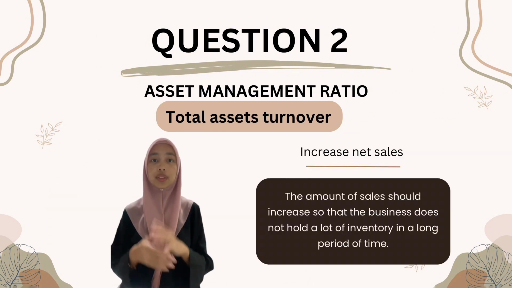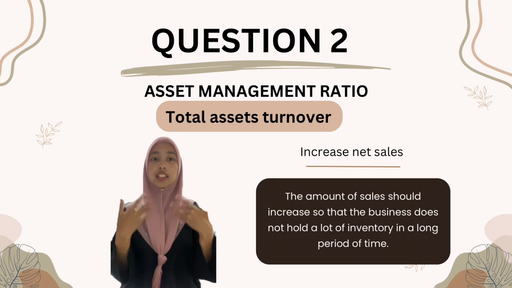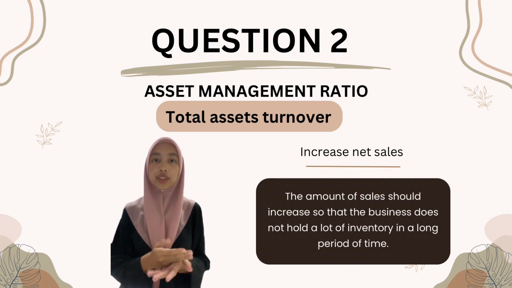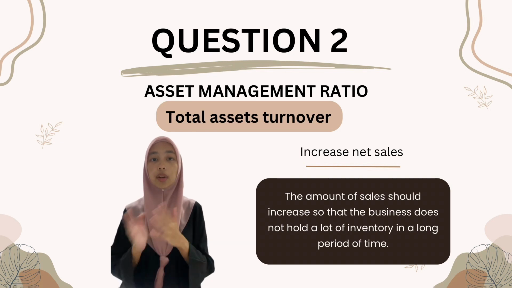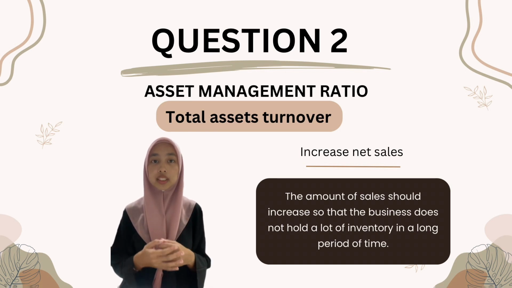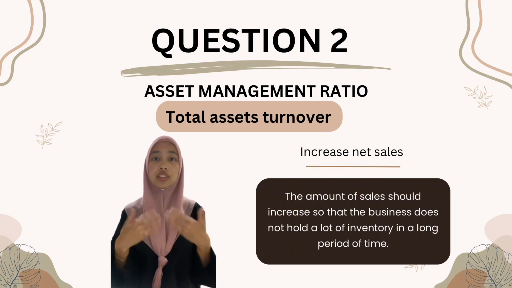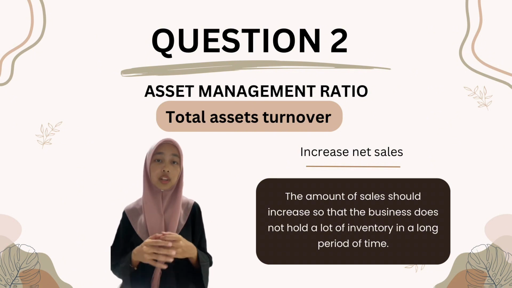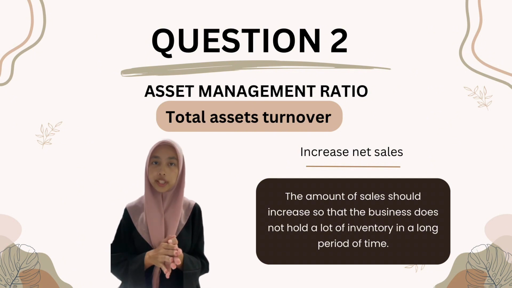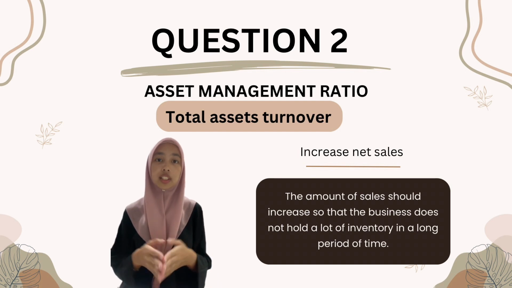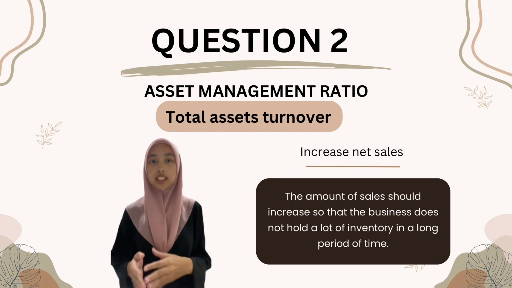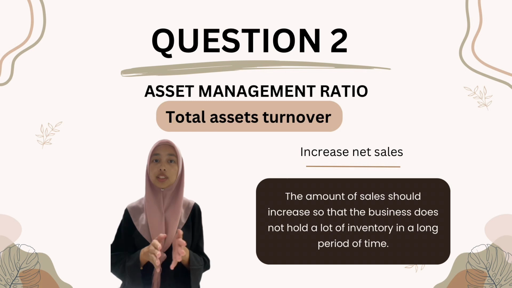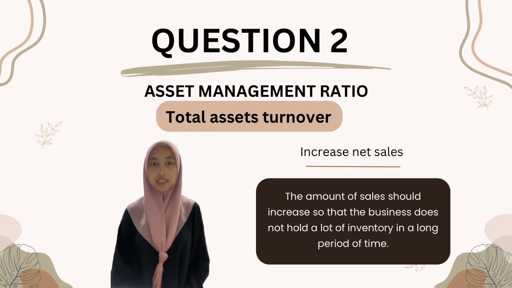Next, the second way to improve the company's performance is increasing the net sales. The company has to be able to generate new revenue streams without making any significant investments. The amount of sales should also increase so that the business does not hold a lot of inventory for a long period of time. That way, the firm can generate a higher total asset turnover. Thus, this will be beneficial towards the company's overall performance and also growth.